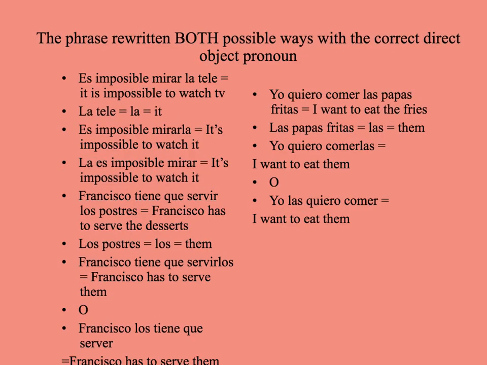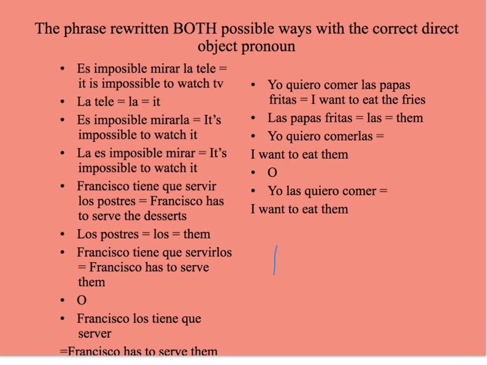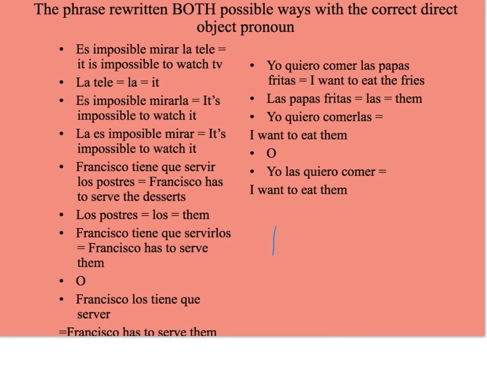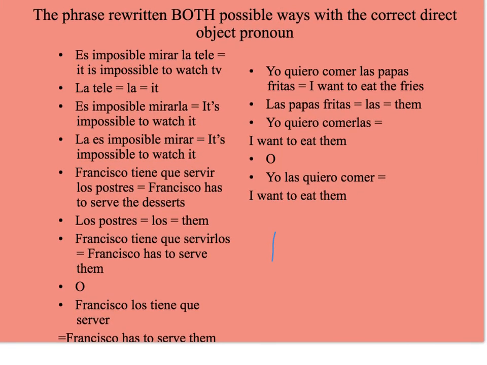Okay? So again, we got a couple examples here. Let's just move this up a bit. There we go. Okay? So, here are some examples where it's rewritten 2 ways. It's impossible to watch TV. You can say, right, again, it's impossible to watch what? Oh, TV, it. So I'm going to take la tele, make it la. Okay, so you can rewrite this as es imposible mirarla or la es imposible mirar, because es is my conjugated verb.